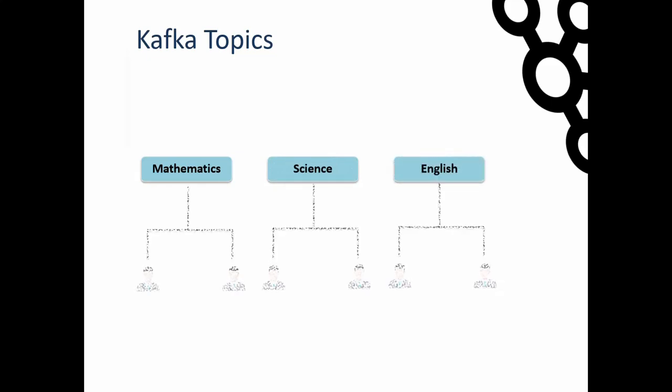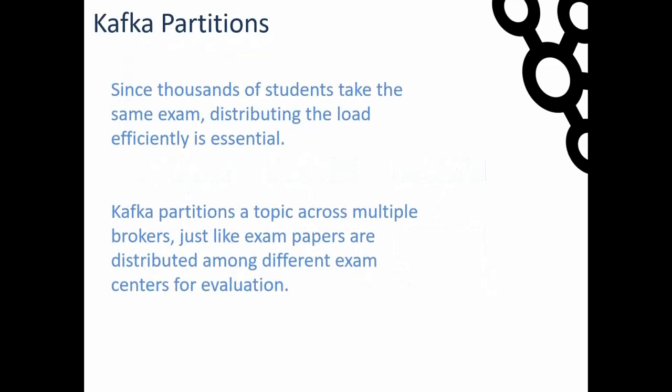A Kafka topic is like an exam subject, such as mathematics, science, English. Each topic contains multiple student submissions. All submissions for a particular subject go to the respective topic. Since thousands of students take the same exam, distributing the load efficiently is essential. Kafka partitions a topic across multiple brokers, just like exam papers are distributed among different exam centers for evaluation.